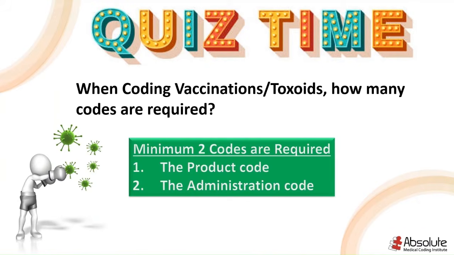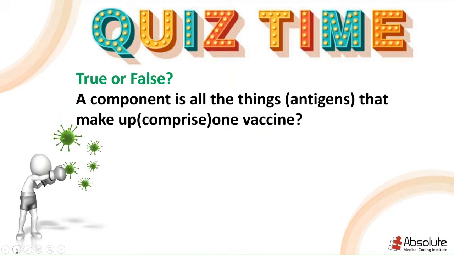Yes, as you said, there are a minimum of 2 codes that are required when coding the vaccination or toxoid, and they are: 1, the product code, what is being inserted into the body. Yes, and second is the administration code, that is for the route of administration of that product, such as percutaneous, intramuscular, subcutaneous, or intradermal. It can be intranasal or oral as well. Great, great, great coding course. I think you all are ready for the medicine section.